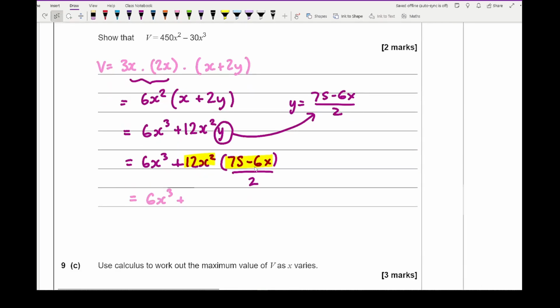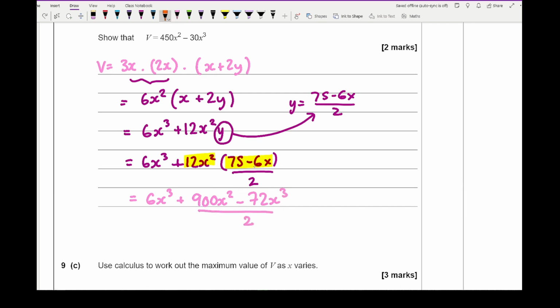cubed plus, now 12 times 75, well, let's just quickly type that into my calculator. So 12 times 75 gives me 900. So that's 900x squared minus 6 times 12, which is 72, and that's x cubed, and that's all divided by 2.